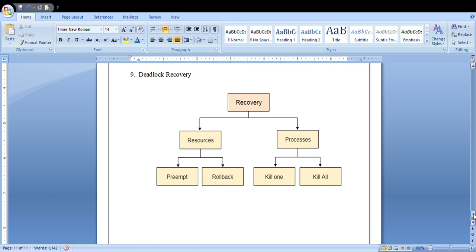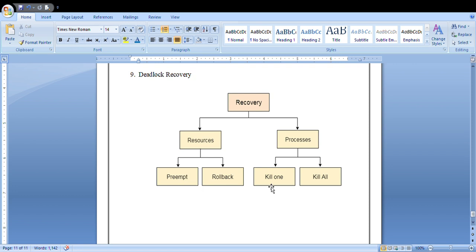In this deadlock recovery, you will be having one for the resource. If there is a deadlock condition, both the process and the resource will be in the deadlock condition. For the resource, you can make use of two methods, that is preempt and another one is rollback. And for the process, you can make use of two characteristics, that is kill one or kill all.